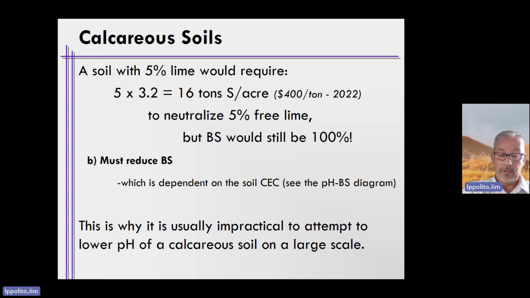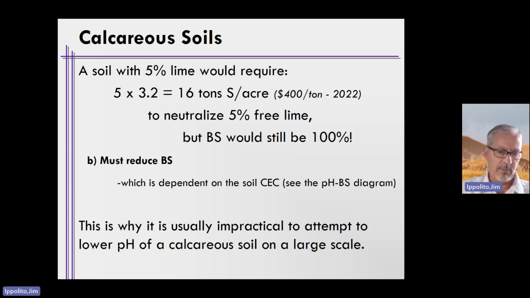What if you had 500 acres? That's going to cost you a lot of money. I'm not going to tell you the number, but it's a lot of money. You're going to go bankrupt. Do the math. All right. And that only neutralizes the 5% free lime. And you still would have 100% base saturation, meaning all the exchange sites of the clays are filled with basic cations, primarily calcium, because you just dissolved all the calcium carbonate.